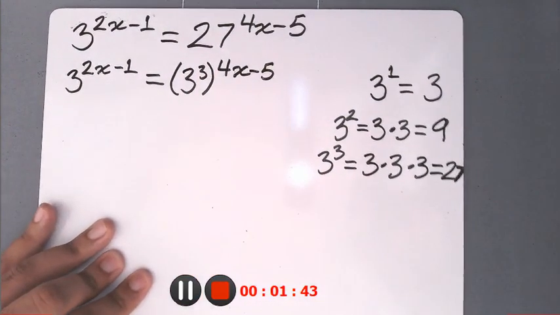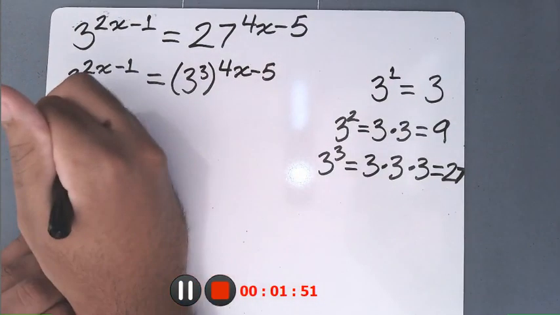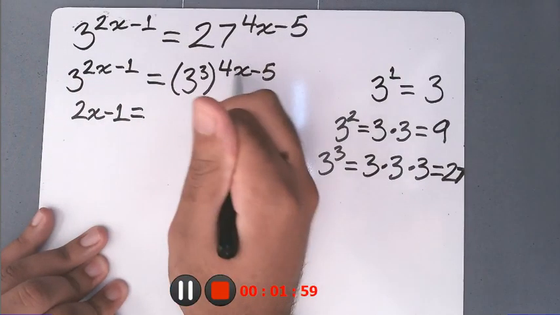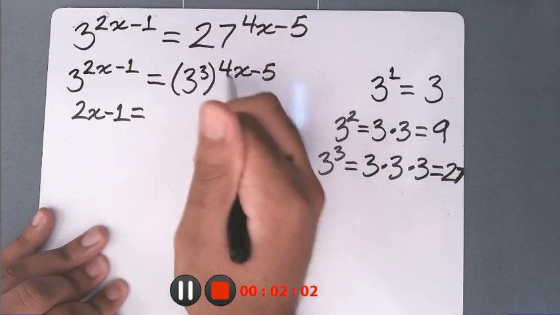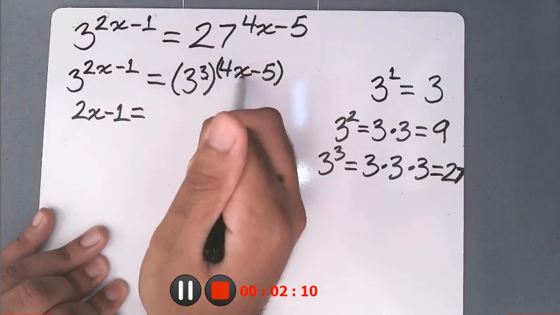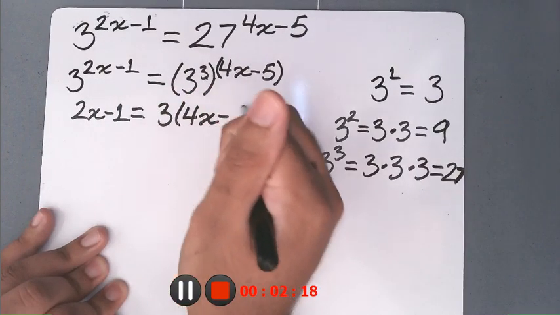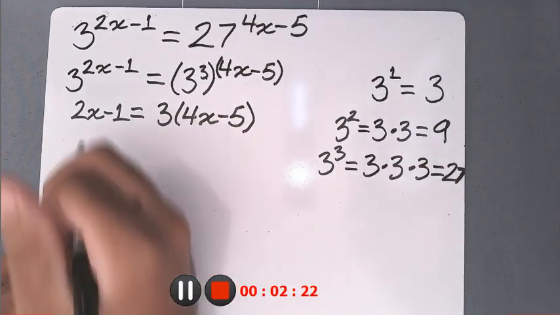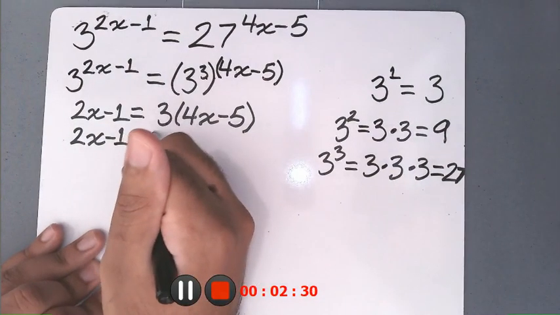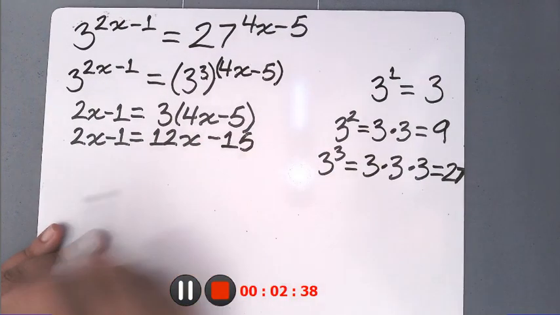And if you notice here, our bases are the same, so we can drop our bases and solve for the exponents. So now I have 2x minus 1 equals, but notice here you have two terms up here in the exponent area outside of the parentheses. So this exponent of 3 is going to have to distribute across both these terms. I'm just going to copy this left side down, and now I have to distribute that 3 across. So 3 times 4x is 12x, 3 times negative 5 is negative 15.